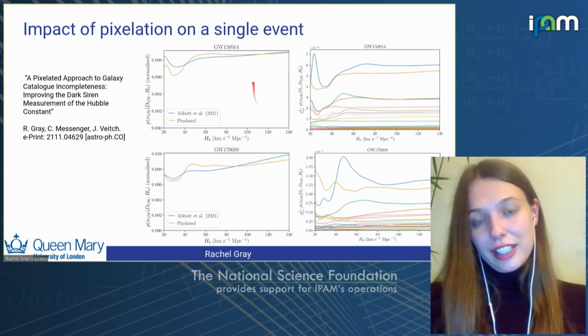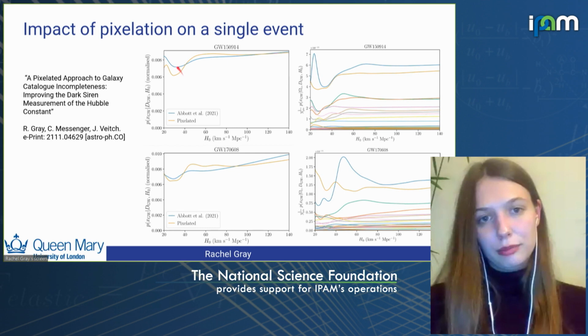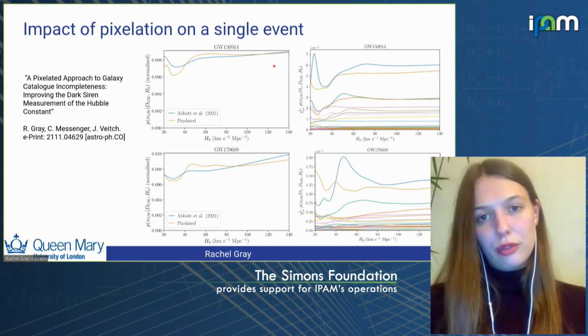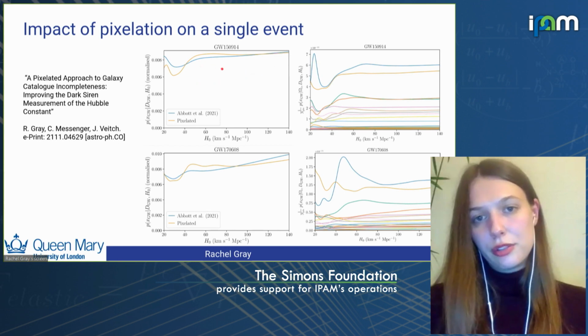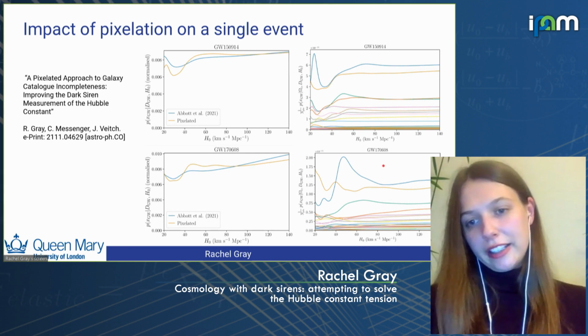The plots here on the left-hand side are the likelihood for each event. The blue shows the non-pixelated, assuming uniform completeness result, whereas the orange shows the pixelated completeness result. And the right-hand plot shows the individual contribution from each pixel, which I find to be really quite interesting, because when you're looking at events like GW170608, which had reasonably high in-catalogue probability, you can see that there's actually quite a lot of structure there within some of the pixels.